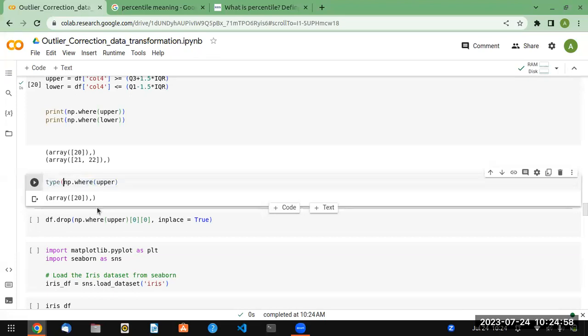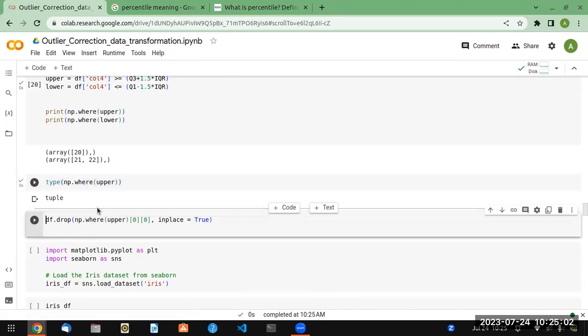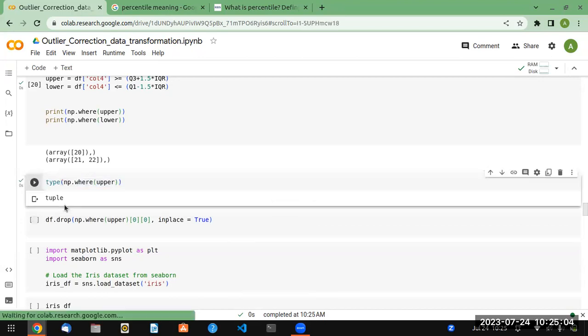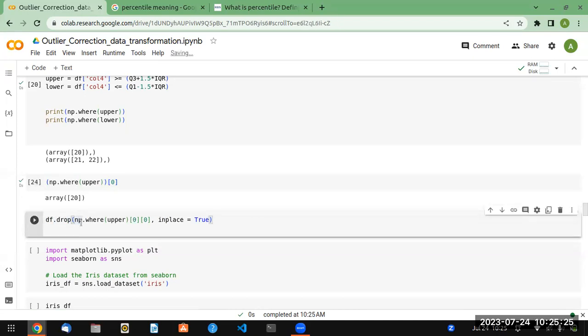How to know? Quickly, you can type here and verify. Tuple. So how to access the index number from the tuple? Through indexing. That's why I have given 2 zeros here. If you give 1 0 here, what will happen? Now this is an array. This is not the index. To drop something, you need the index number, right? That's why we are doing all these things.